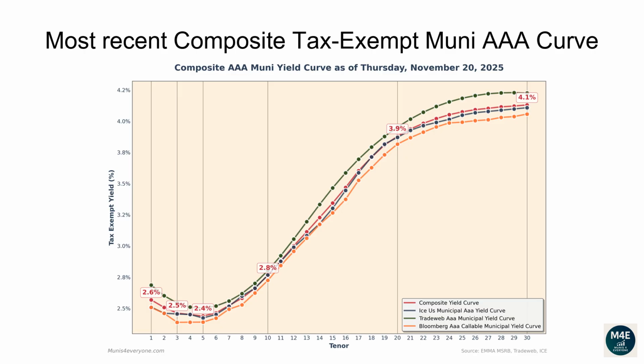The one-year composite tax-exempt yield is 2.57%. The two-year yield is 2.51%. The three-year yield is 2.46%. The 5-year yield is 2.44%. The 10-year yield is 2.76%. The 20-year yield is 3.88%. The 30-year yield is 4.13%.